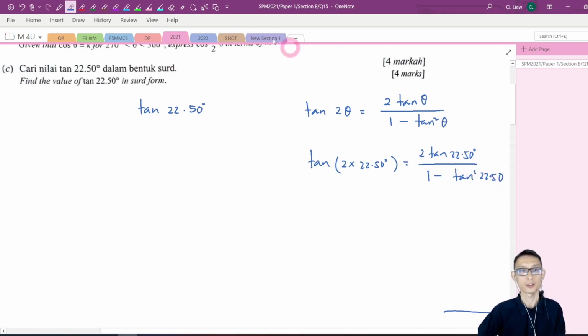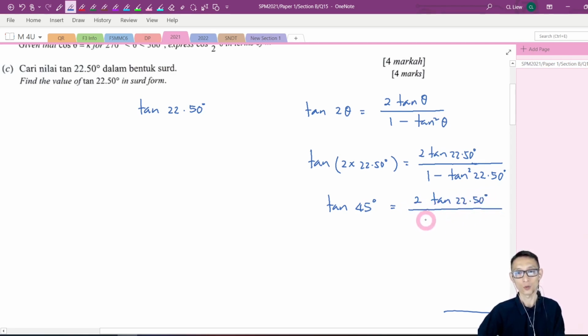okay, let me rewrite it again. Okay, let me double check. Yes, correct. So this will become tangent 45 degrees. To the rest, I'm going to copy first: 2 tangent 22.5 degrees over 1 minus tangent squared 22.5 degrees.